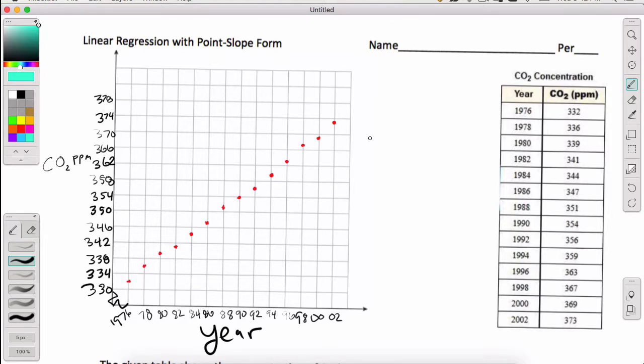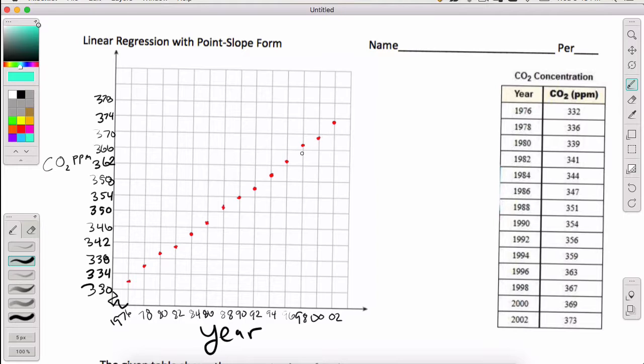Yeah, so here we are. We're going to create a linear model for this table, which shows the concentration of carbon dioxide in the Earth's atmosphere, which is measured by scientists. This is real data. And this concentration is measured as parts per million. So it really means that in 1976, if you had a million parts of oxygen, 332 of those million parts would have been carbon dioxide. And by the year 2002, that was up to 373 parts per million.